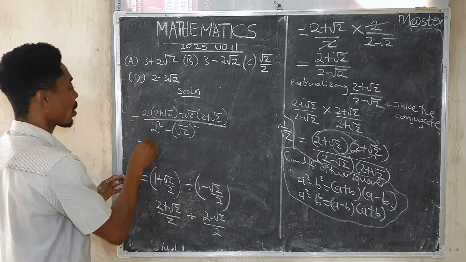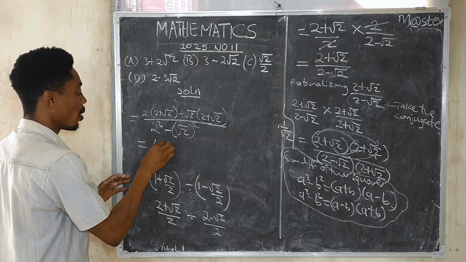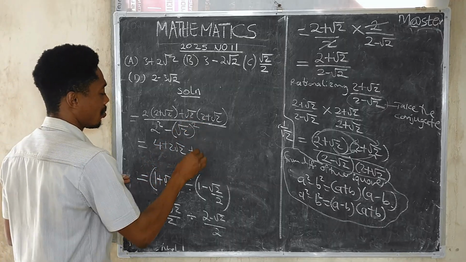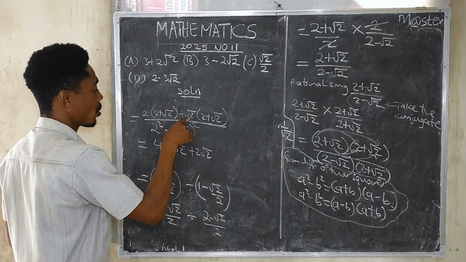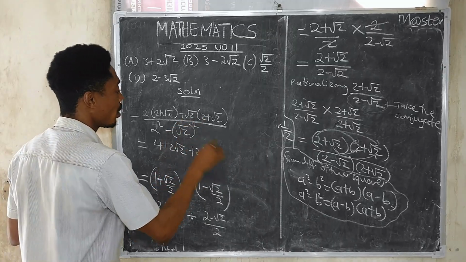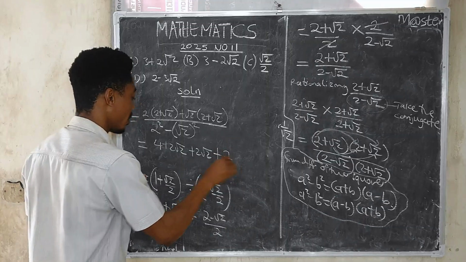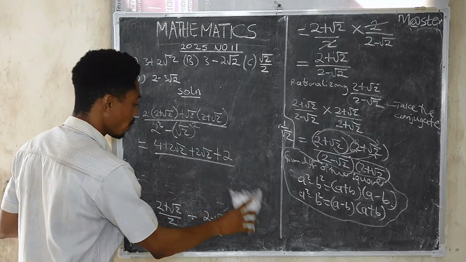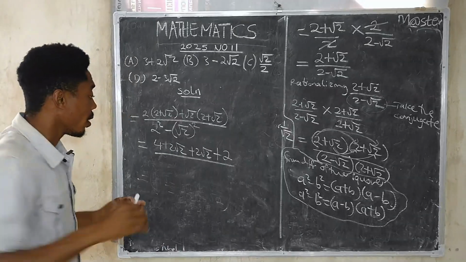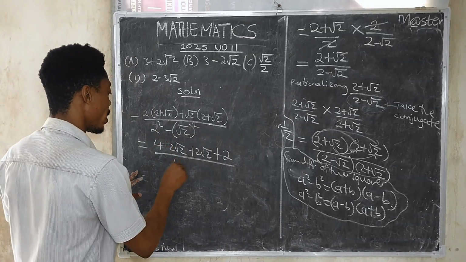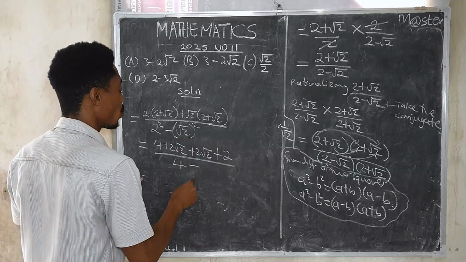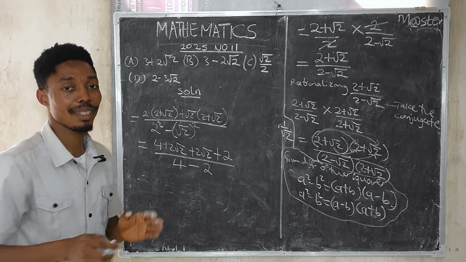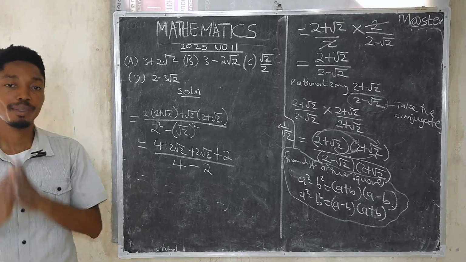So this gives me 4 plus 2 root 2 plus 2 root 2. Of course, root 2 times 2 is 2 root 2, and root 2 times root 2 is 2. In the denominator, I will have 2 squared is 4 minus root 2 all squared, which will give me 2. Root 2 all squared is the same thing as root 2 times root 2.